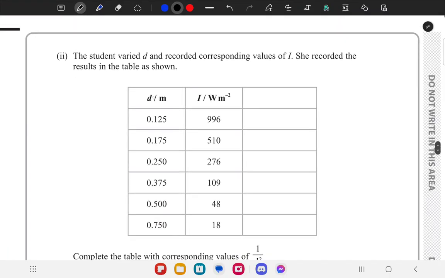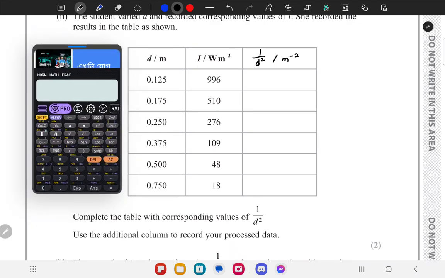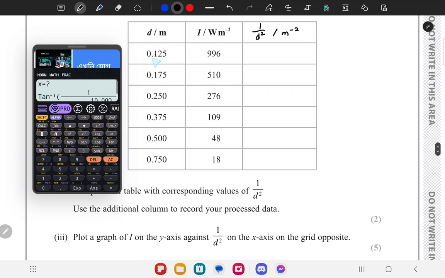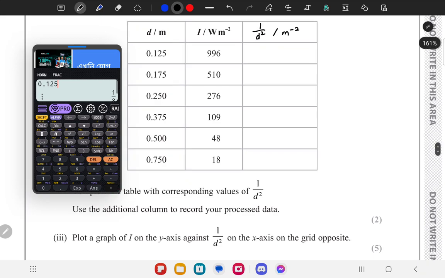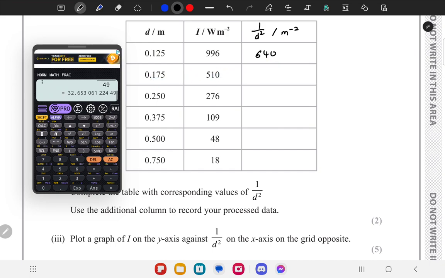Now we have a graph over here. We have the distance d, we have I, we're given another column. Since we are already told here to complete it with the values of 1 by d square, the unit would be m to the power minus 2. We'll calculate each. If we get our calculator out, a simple calculator trick would be to write the equation down like this. So we'll go alpha, we'll place the value of x, then square it. Now we'll press calc, we'll put our values of d over here. So the first one is 0.125, we'll get 64. Now for the new value of 0.175, we'll get this value. So this is in 3SF, so I'll write these values in 3SF as well.